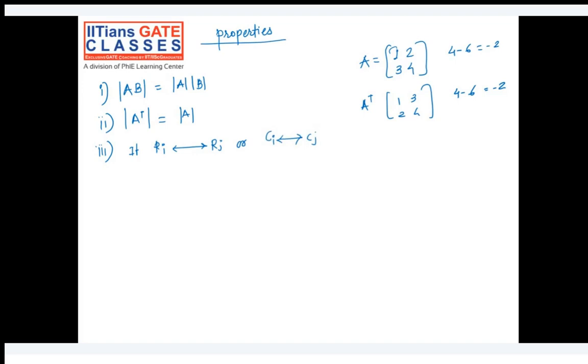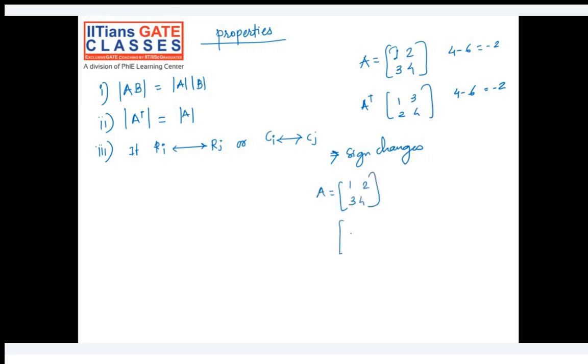Minus 1, we have to multiply. Yes, correct. So basically the sign changes. If the determinant is negative, it will become positive. If it is positive, it will become negative. So let's take the same example. A matrix is 1, 2, 3, 4, and you are interchanging the rows. So 3, 4, 1, 2, you are writing it like this.